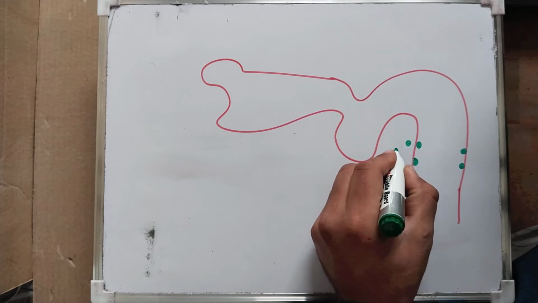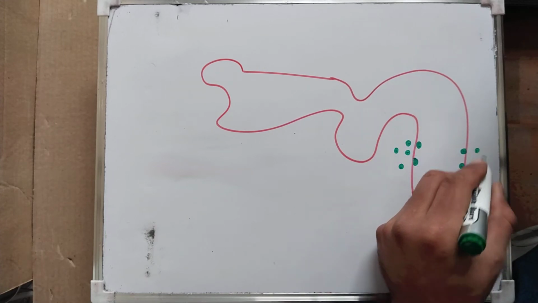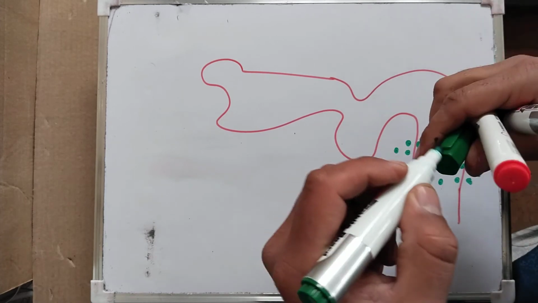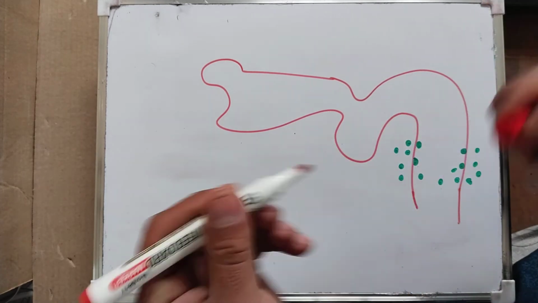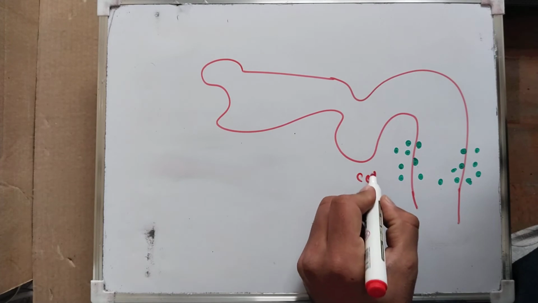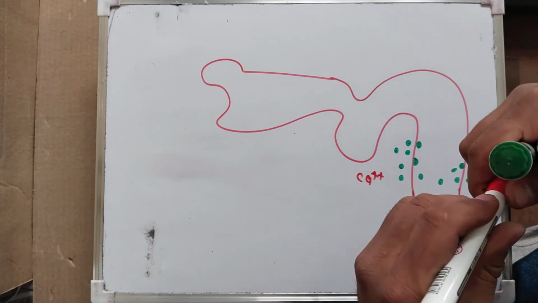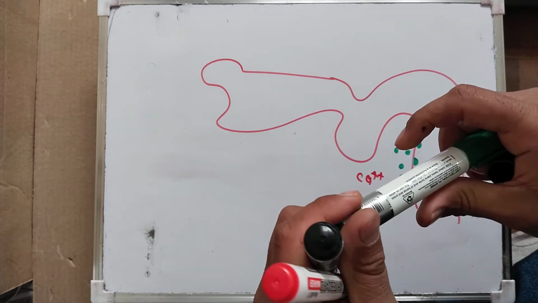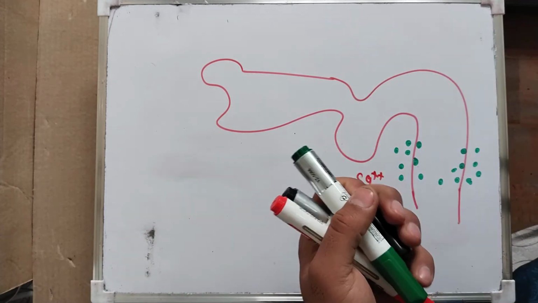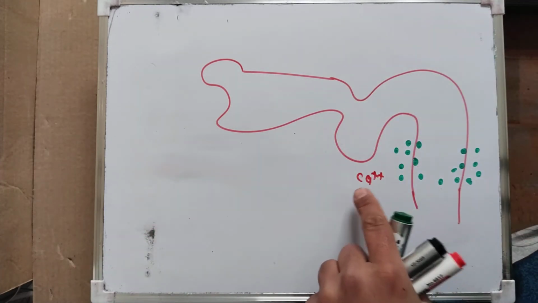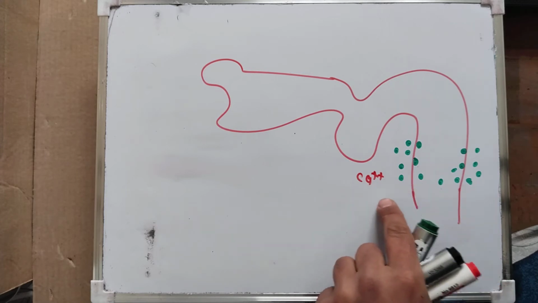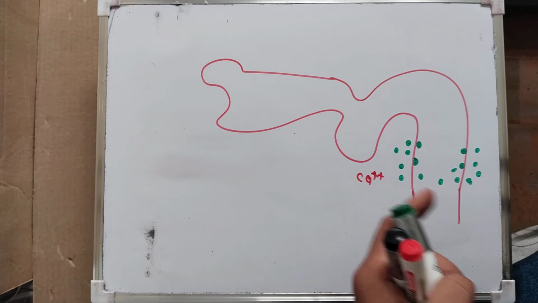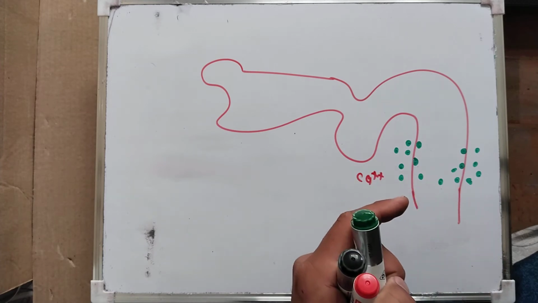So this is the calcium deposition that is occurring here. This is calcium ion which is deposited here. This is known as nephrocalcinosis. It is the deposition of calcium in the nephron, especially in the last part of the nephron.